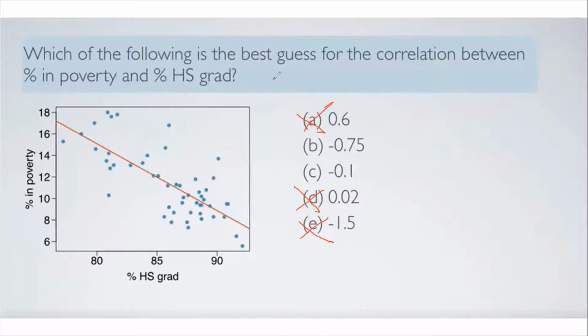This is fairly scattered along the line, so we could say that it's a fairly moderate association. So we finally picked this one. And then number B, -0.75.